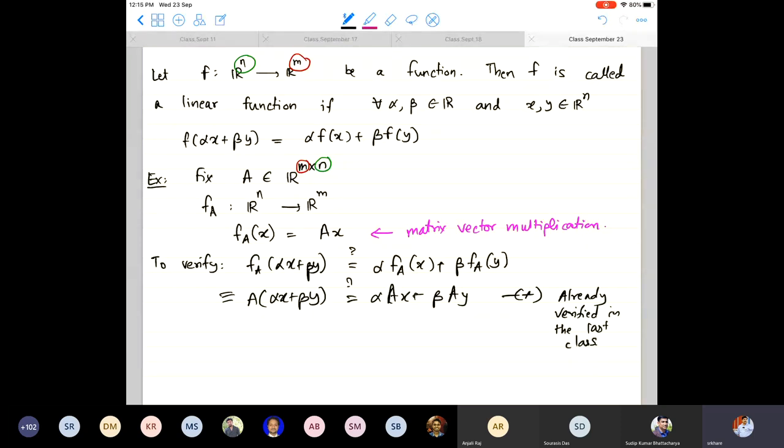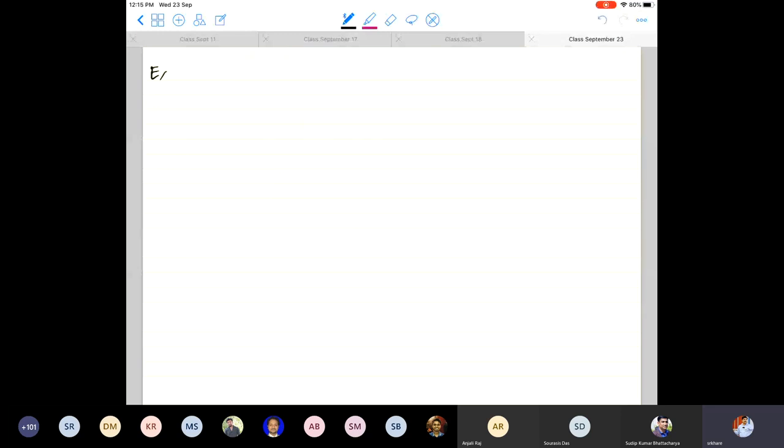Because this was already done in the last class, we already know that if you fix a matrix A, and with respect to this matrix A you do this operation, then this function f_A induced by the matrix A is actually a linear transformation. Okay, so that is something that you already know. Another example of a linear transformation I want to look at is from Rn to Rn.